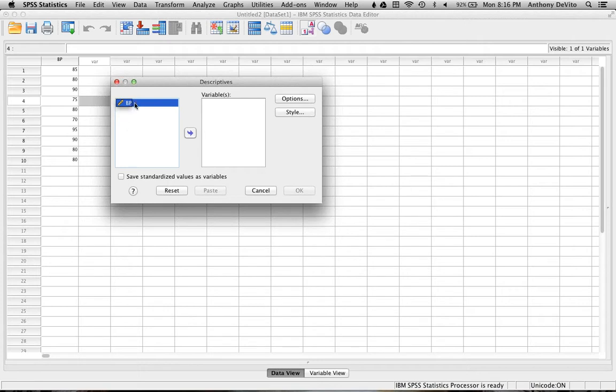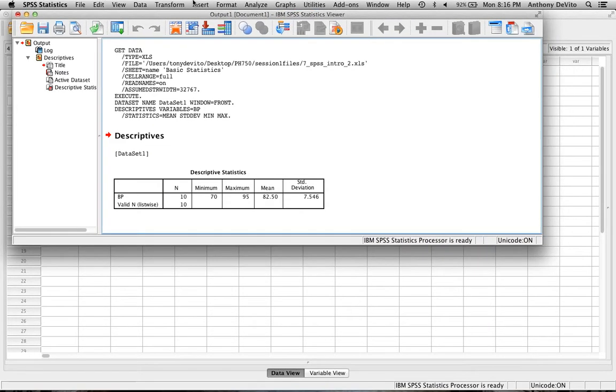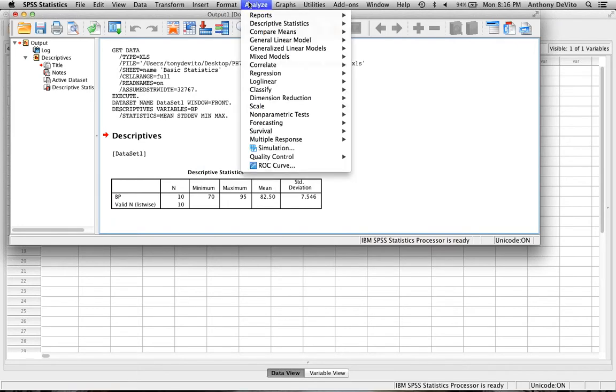But if there were many of them, this gives you an opportunity to say, hey, I want to do this analysis on this one and this one and this one, but not all the others. So I'm going to move blood pressure to the right to tell it I want to do an analysis on blood pressure. I'm going to click OK. And SPSS then opens this up and does descriptive statistics. It says for blood pressure, the sample size is 10, the minimum is 70, the maximum is 95, the mean is 82.5, and something called the standard deviation, which we're going to do next week, is 7.5. Well, gee, that's pretty interesting. That gives me some more information about this. In fact, you can go in and do this a little bit more in detail.